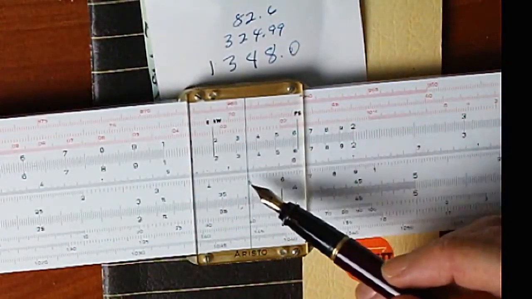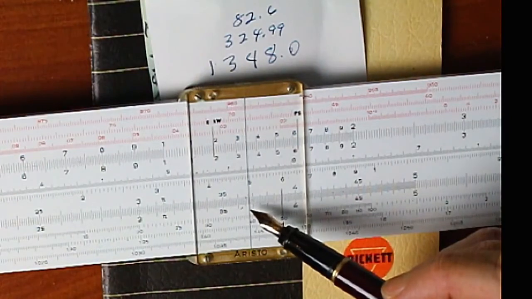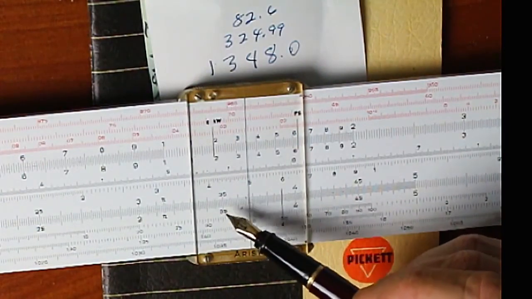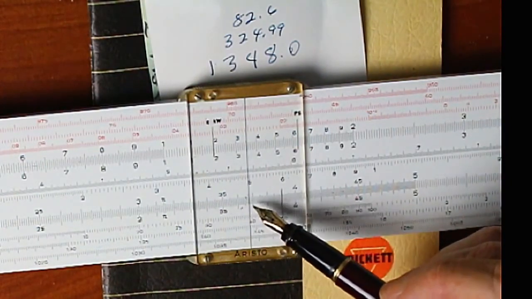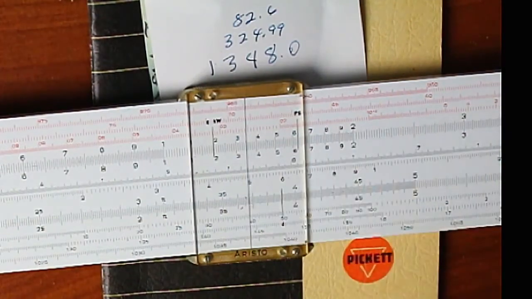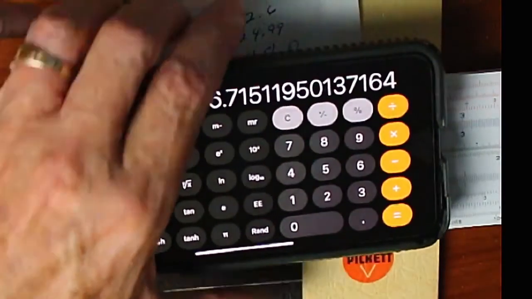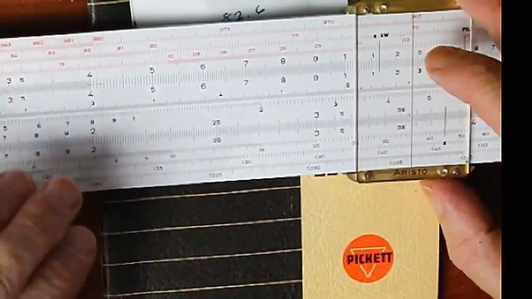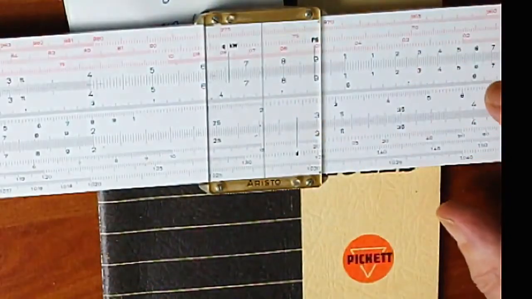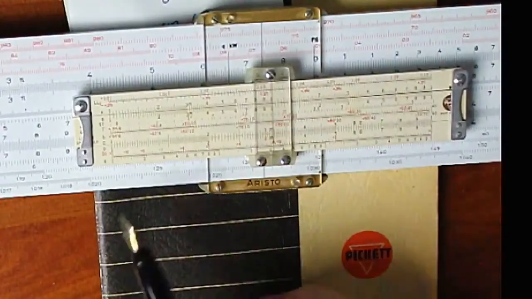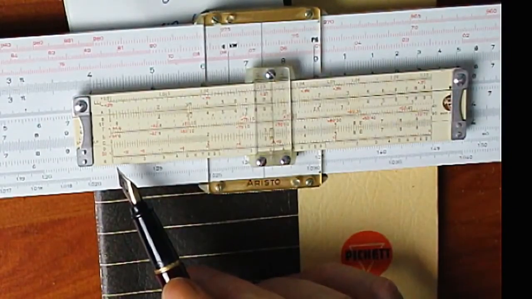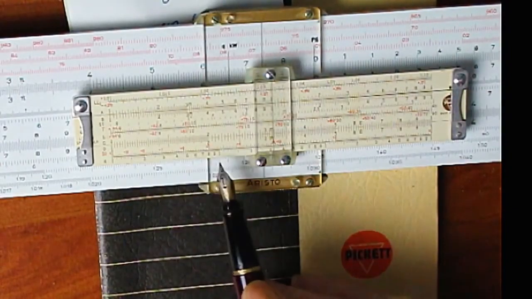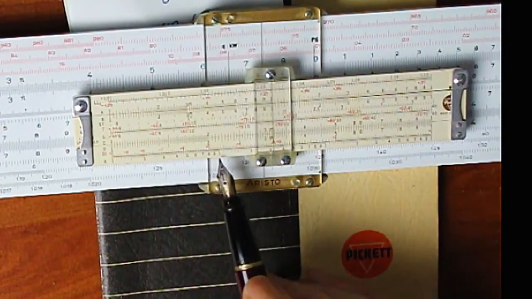So we'll come down to the CD scale and we'll come up to 35, 36.6. And there's our answer. Let's go ahead and go down and have a look at the K scale. Now the K scale on this slide rule is all the way down here at the bottom. So here's the first division. It goes from 1 to 1.